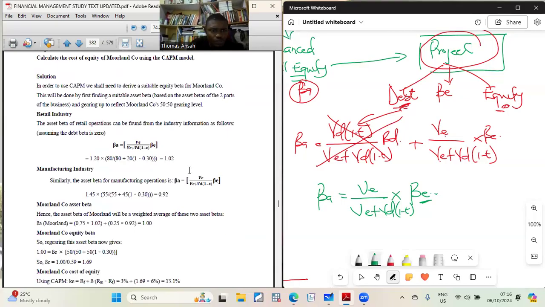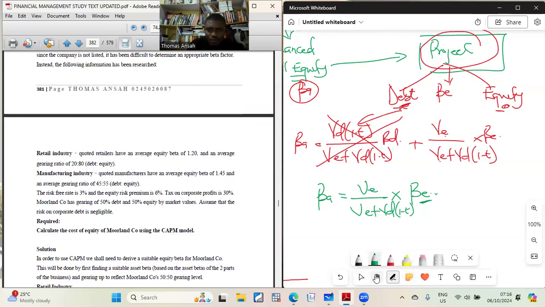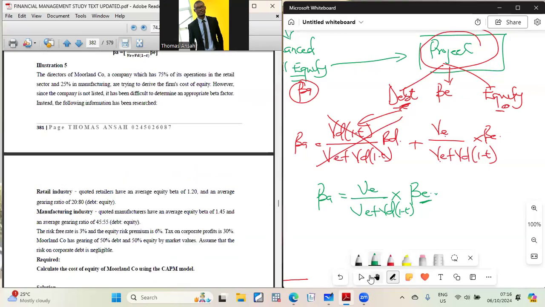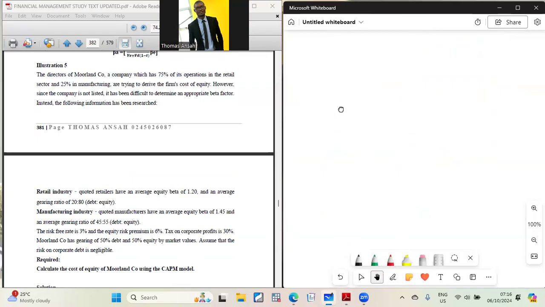So let's look at the illustration that is here. All right. So now, in this illustration, what do you see? This is the question. So let's start the question from here and try to deal with it fully. All right. So we read the question. This illustration 5 says that the directors of Moreland Company, a company which has 75% of its operation in retail sector and 25% in manufacturing, is trying to derive a firm's cost of equity. However, since the company is not listed, it has been very difficult to determine the appropriate beta factor. Instead, the following information has been researched.